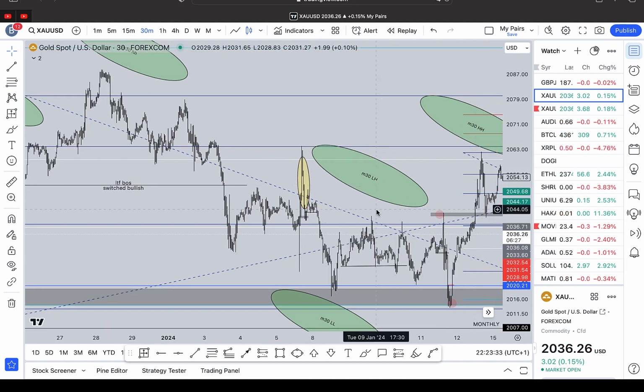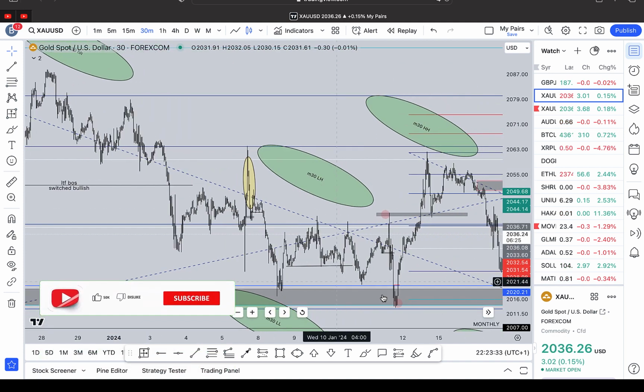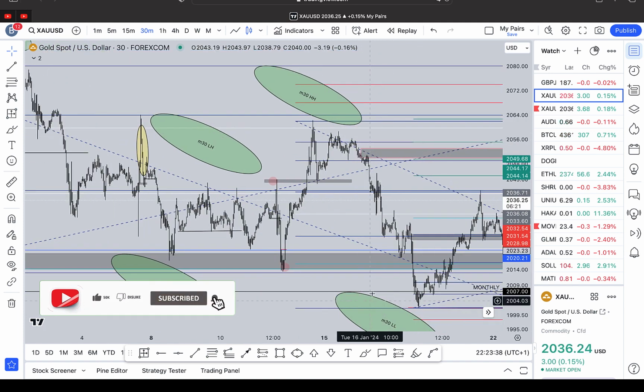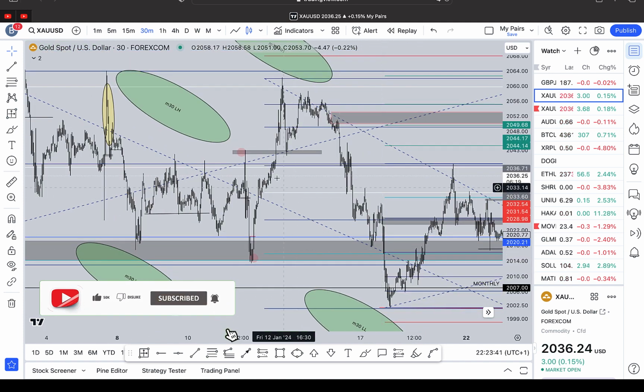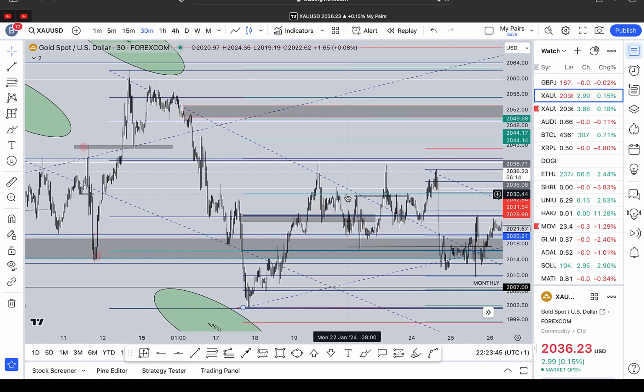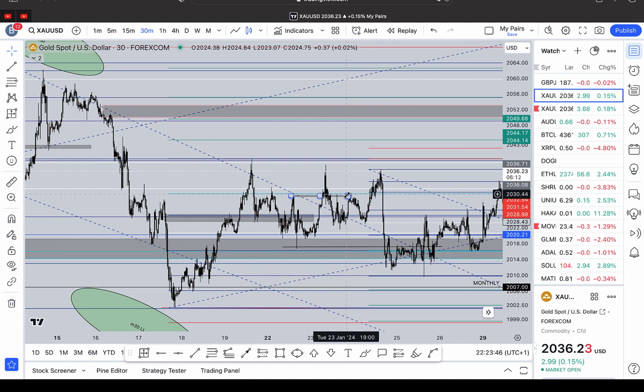Price went ahead and then tested this area, made a new low, made a higher high, made a lower low. So price is all over the place. But yeah, now let's get into my trade for the day.